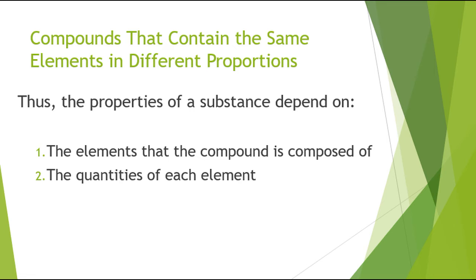Even though carbon monoxide and carbon dioxide are similar, they have very different properties. This comparison illustrates that the properties of a substance depend on the elements the compound is composed of, as well as the quantities of each element in that compound.